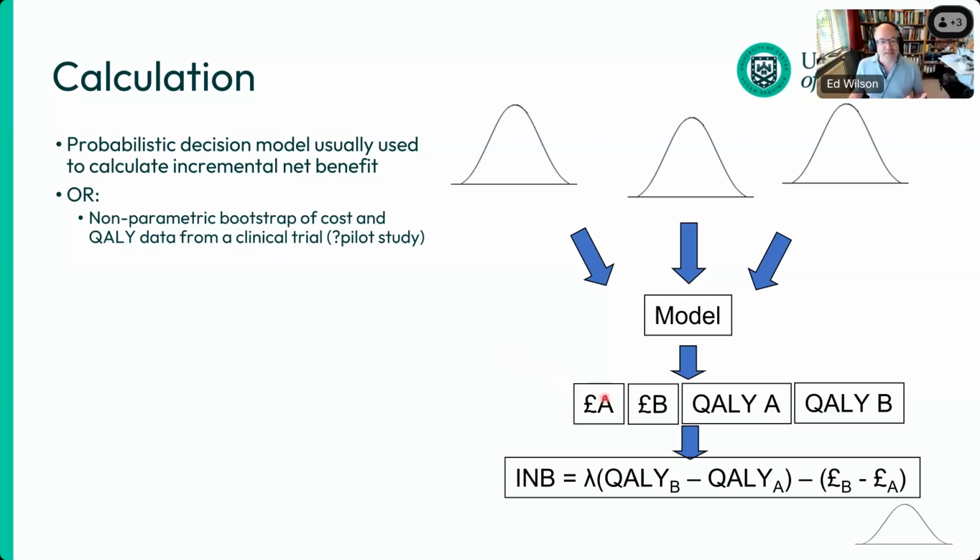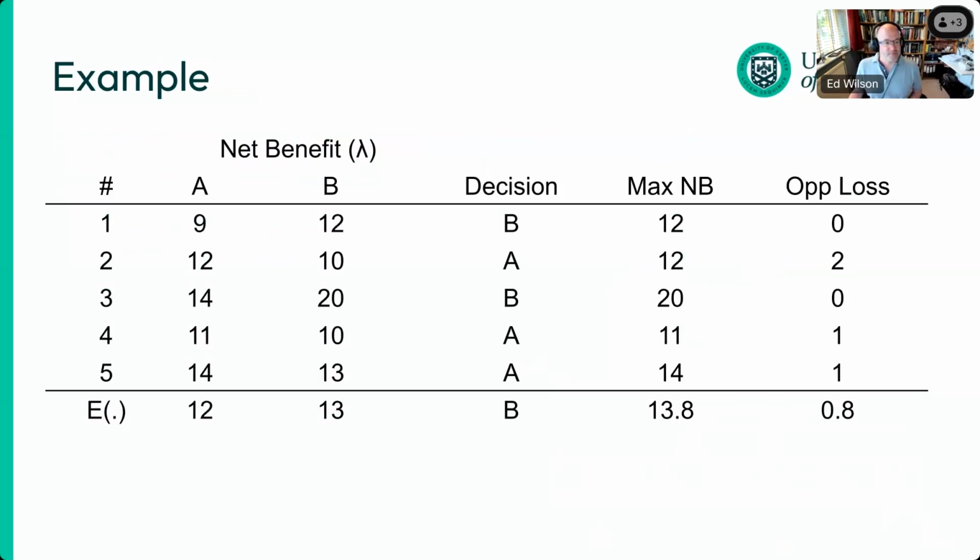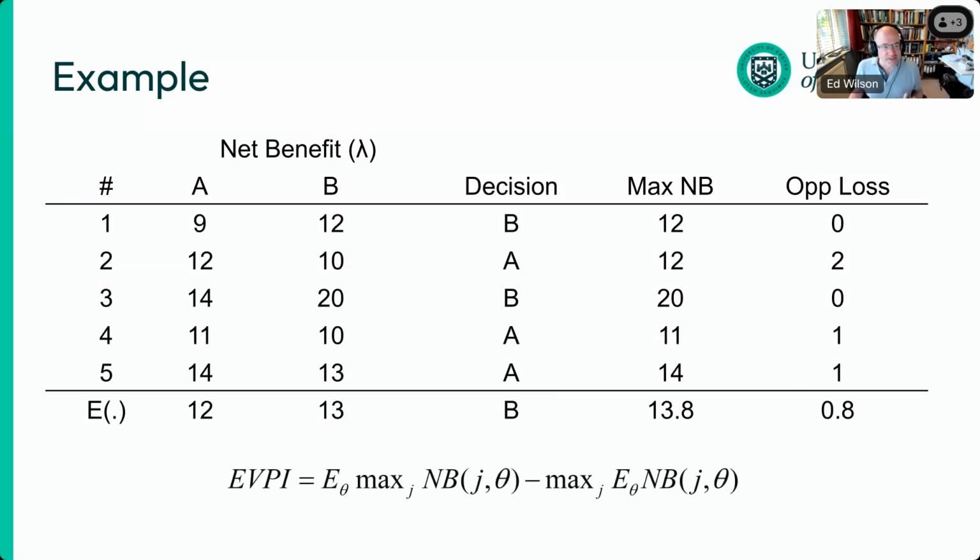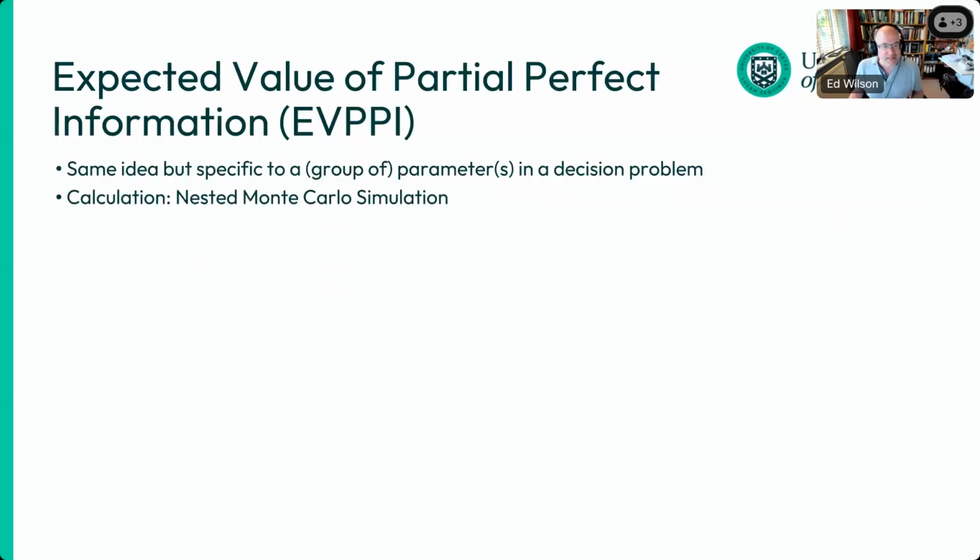That gives you your 10,000 or so estimates of the costs and the qualities, and from that you can work out the incremental net benefit and calculate the value of information statistics. I'm just going to skip through the details of calculation. I can perhaps answer questions on that later, but I think it's probably more important just to go through the EVPPI and then illustrate the examples.